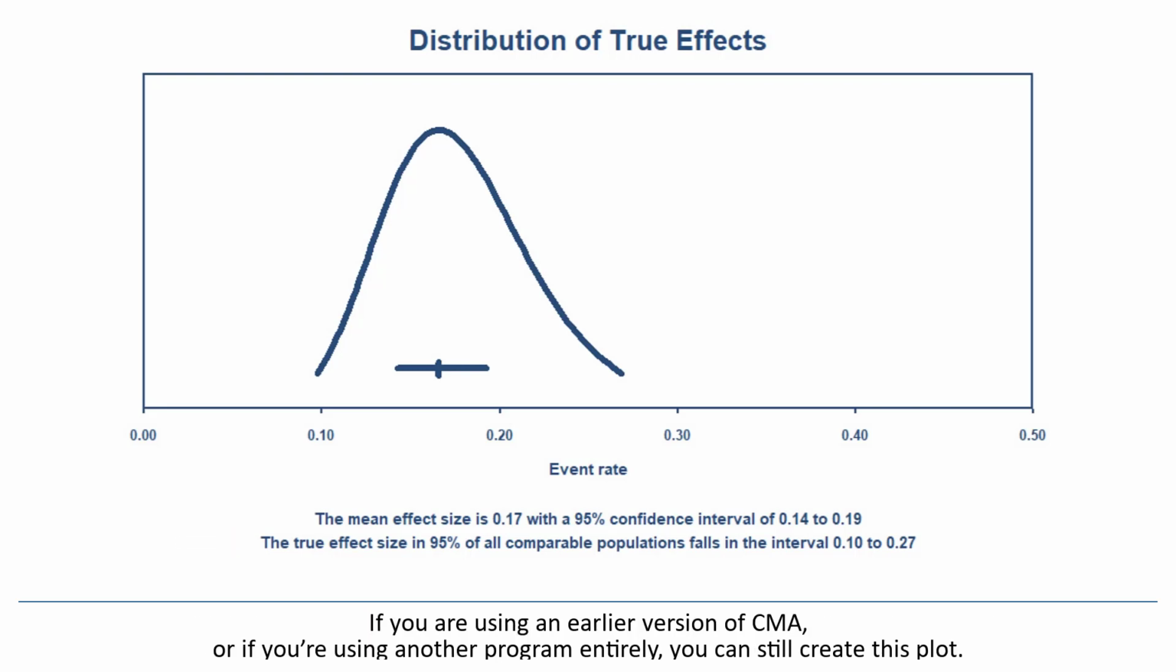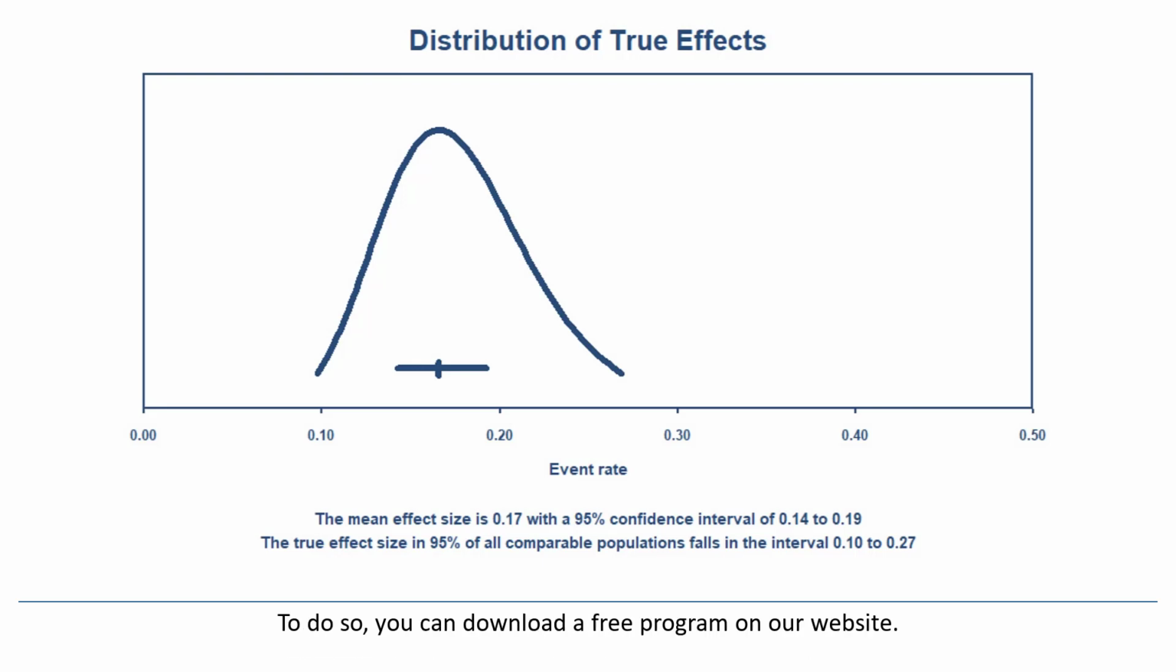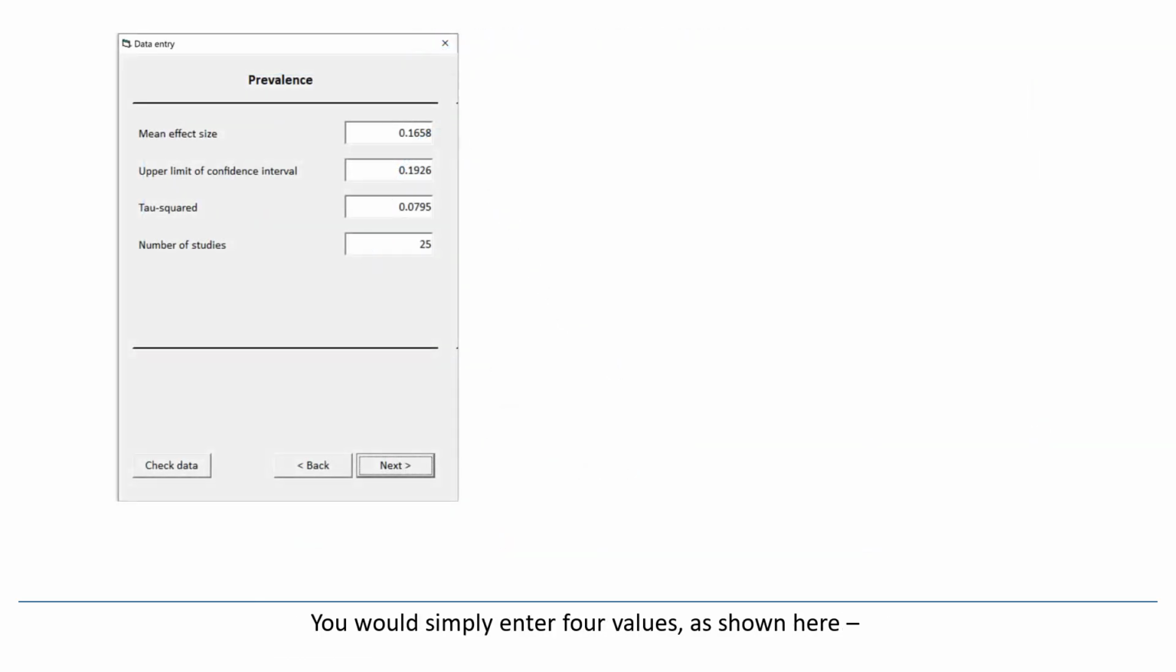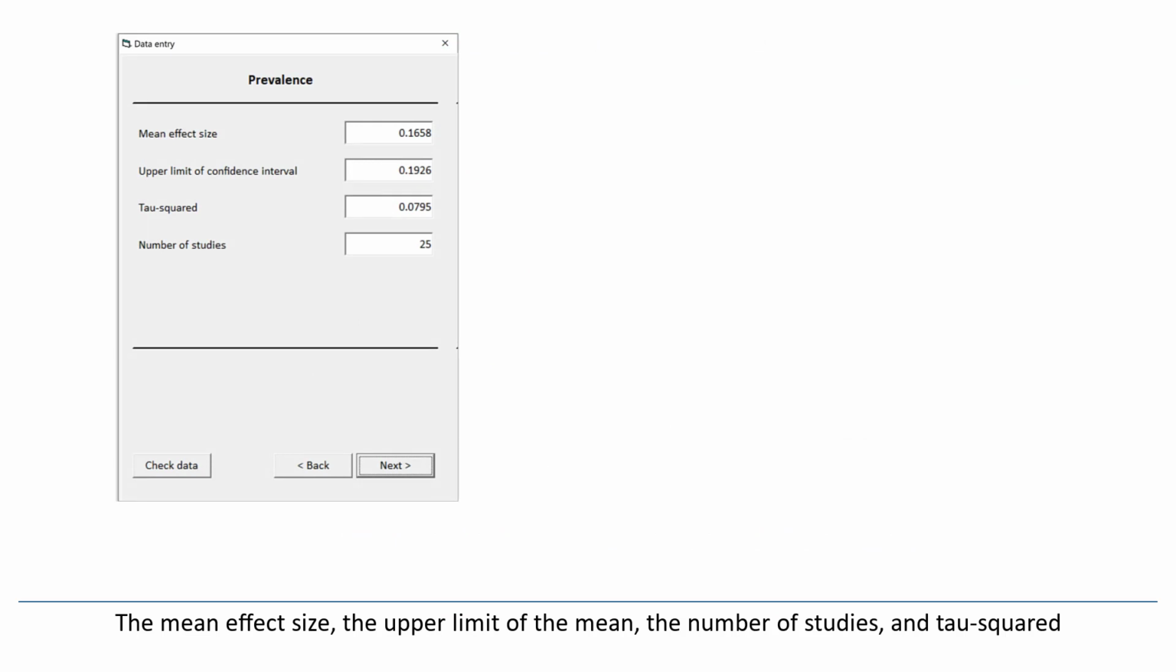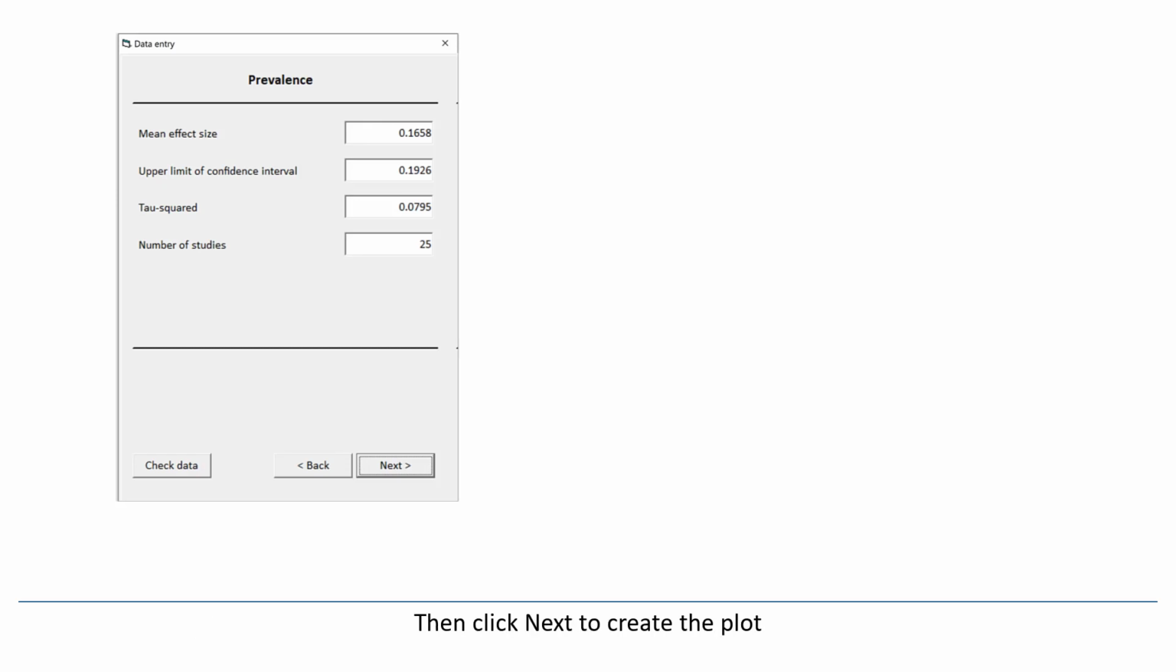If you're using an earlier version of CMA, or if you're using another program entirely, you can still create this plot. To do so, you can download a free program on our website. You would simply enter 4 values as shown here. The mean effect size, the upper limit of the confidence interval, tau squared, and the number of studies. And then click Next to create the plot.